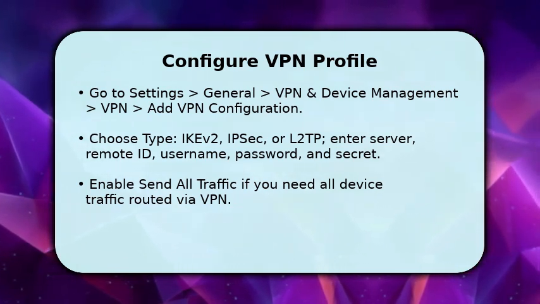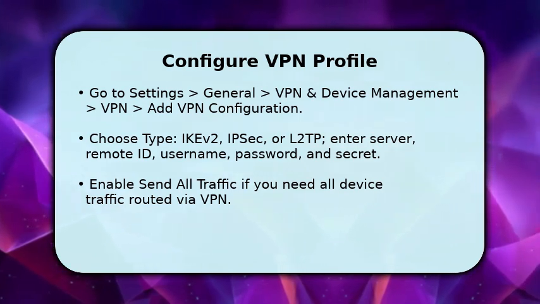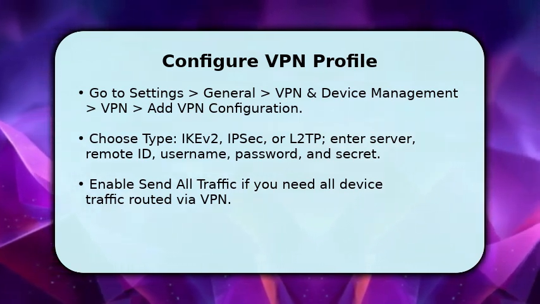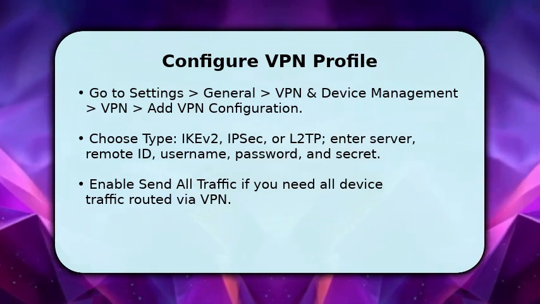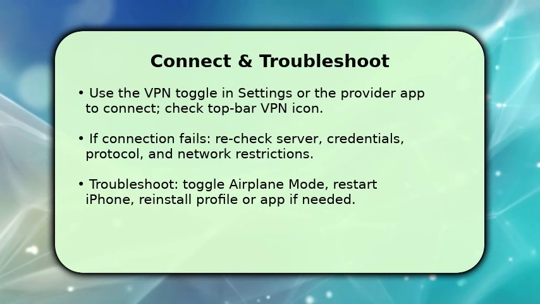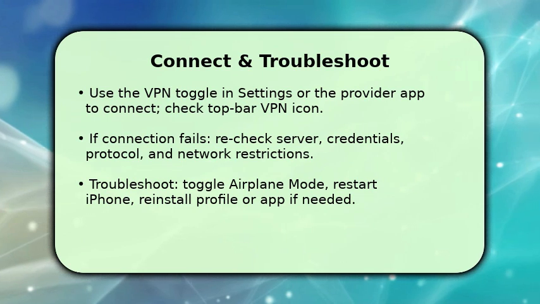Make sure to toggle Send All Traffic if you want every app routed through the tunnel. Save the profile and tap the switch to connect. Watch the status indicator near the top. You're finishing by actually connecting and validating the tunnel. Use the VPN toggle in Settings or open the provider app and press Connect.